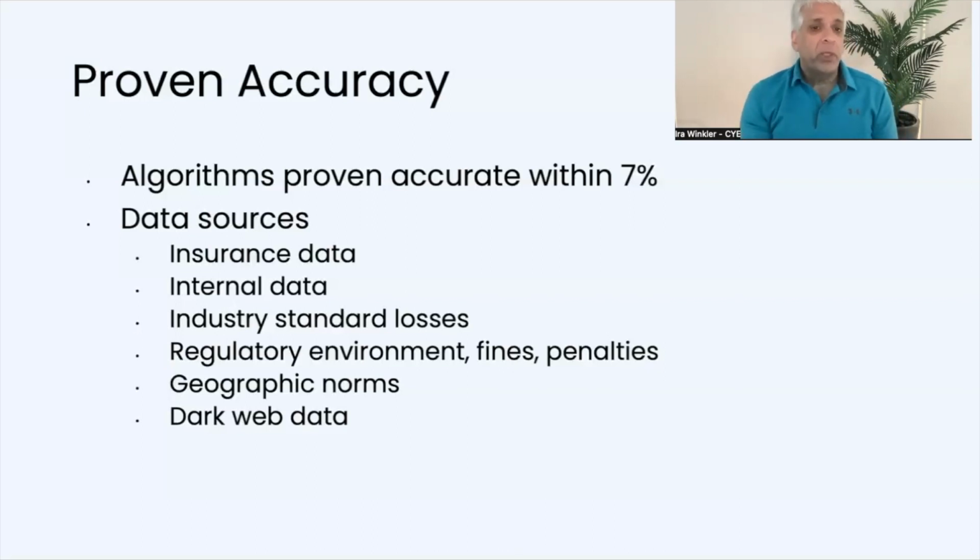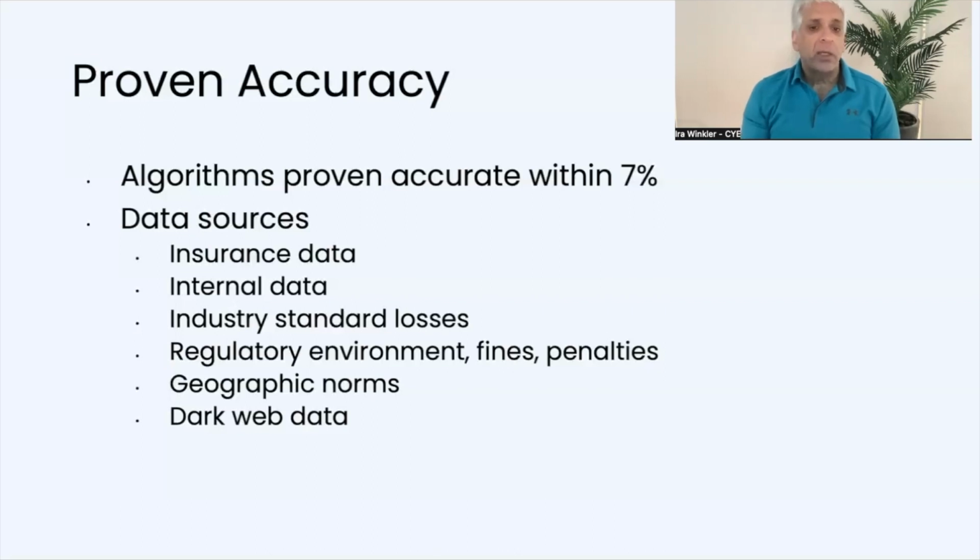The data sources we use, it's not just going ahead and applying a mathematical model to random data. We use data that we get from insurance companies that talk to us about losses that industry as a whole has had. We use internal data from our clients to help tailor the information. We use industry standard losses based upon what we see out in the real world, what incidents there have been, things to that effect. We also bring in what are the regulatory environments, what type of fines are people paying, what type of penalties, what's required, what's not required, and so on.